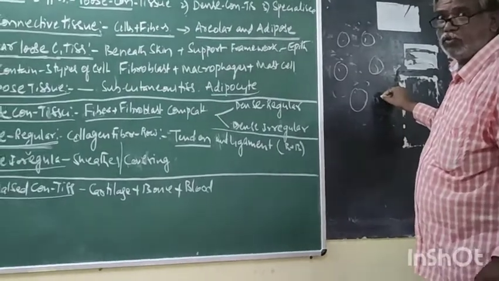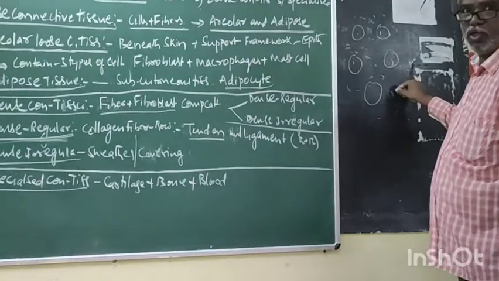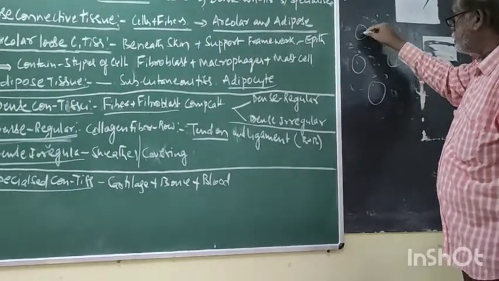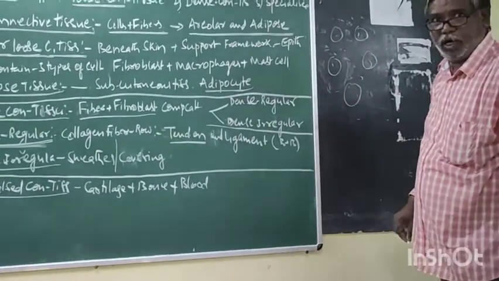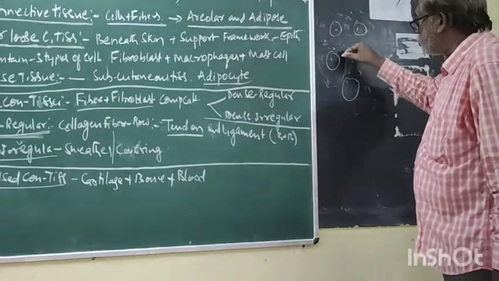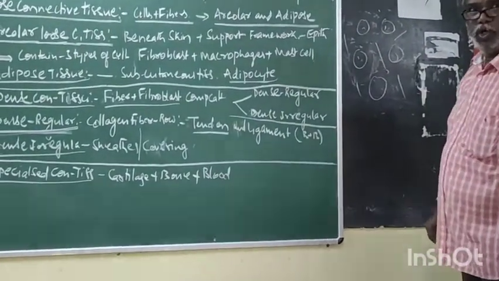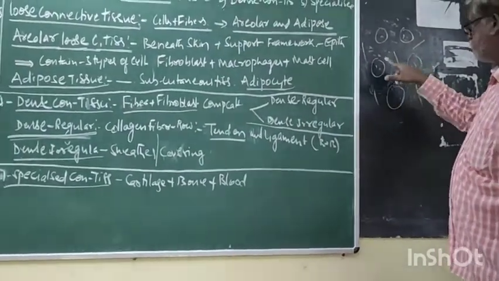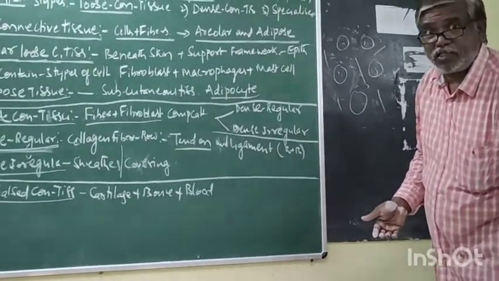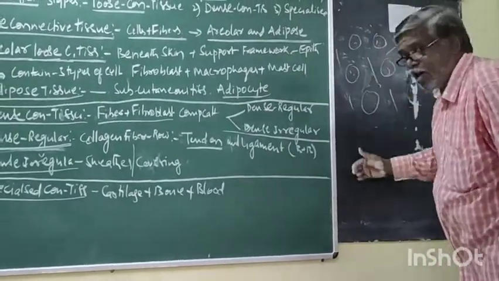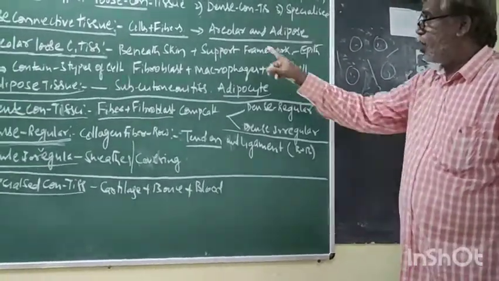This fluid is called extracellular substance, or matrix, or ground substance. Now the cells are floating in the fluid. In addition to the cells, there are some thread-like structures, fibers. So fibers and cells are floating in a fluid. That fluid is called matrix. All together is called connective tissue.